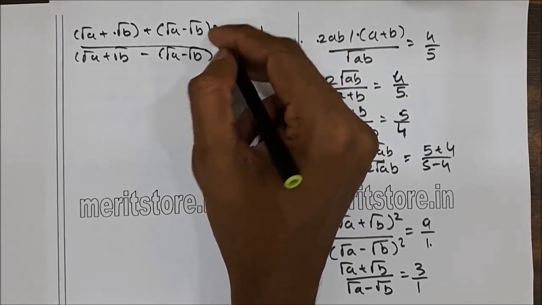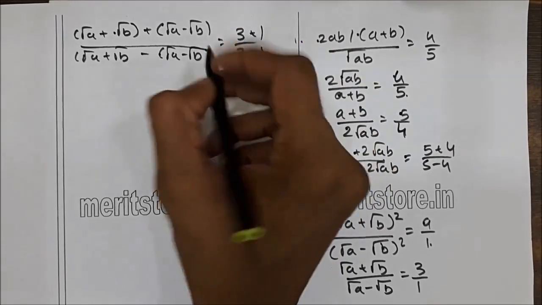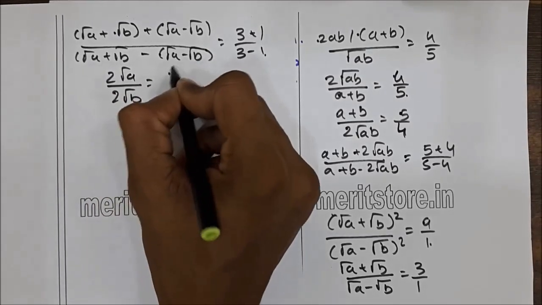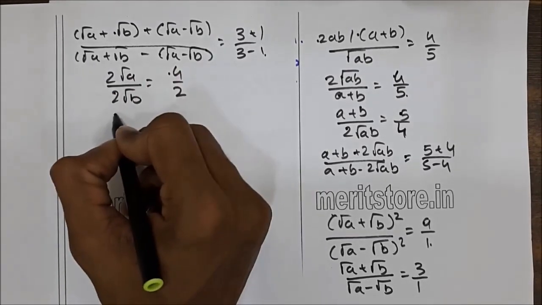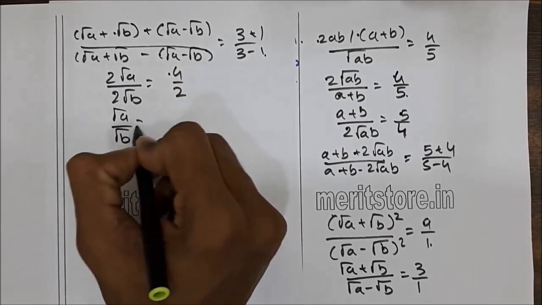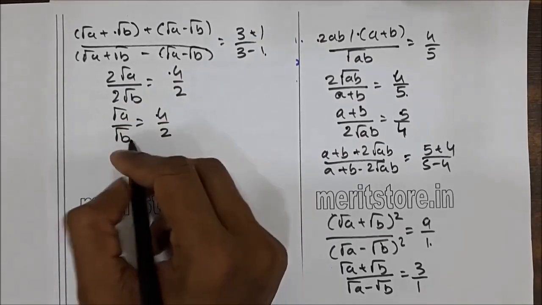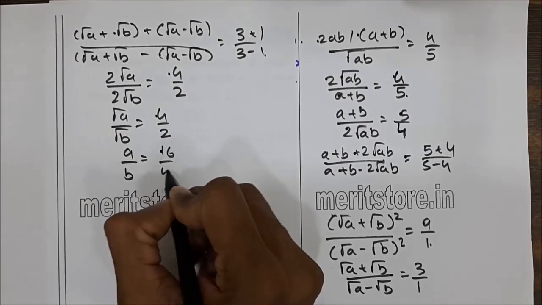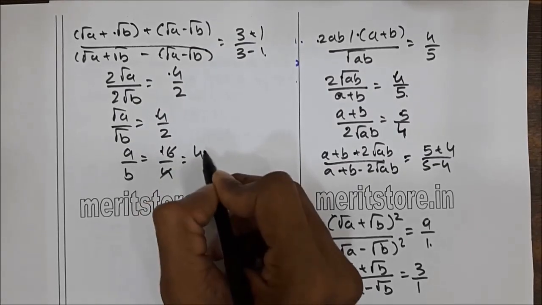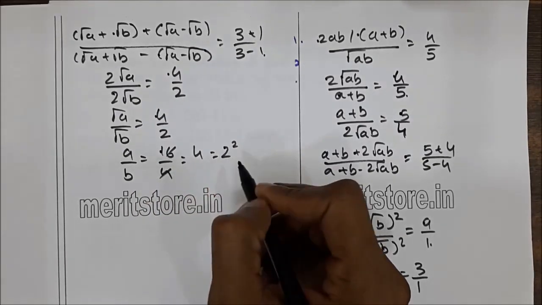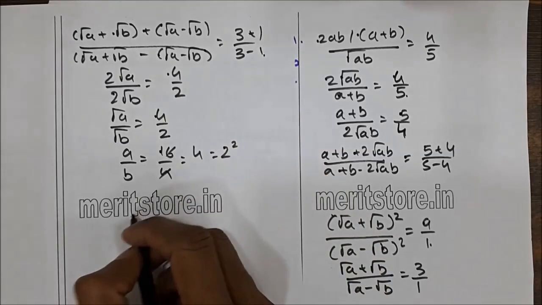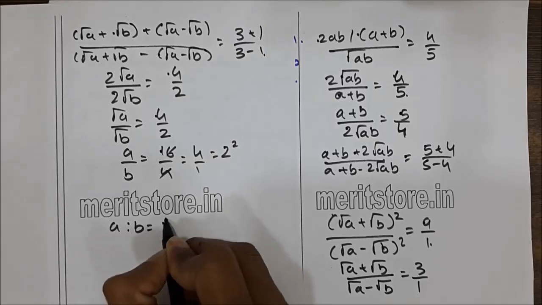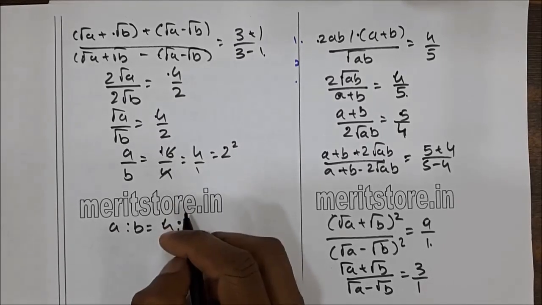We solve this further, we get 2 root A upon 2 root B equal to 4 upon 2. Further solving this, we get root A upon root B equal to 4 upon 2. Taking square on both sides, we get A upon B is equal to 16 upon 4, which we cancel out, we are left with 4. We can write this as 2 square also. So we are left with A is to B equal to 4 is to 1, which is our option.